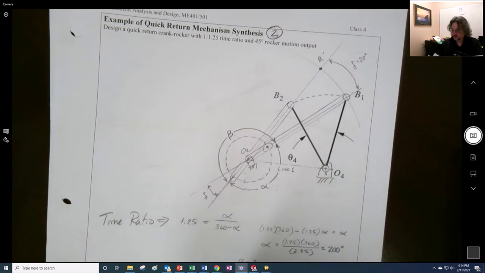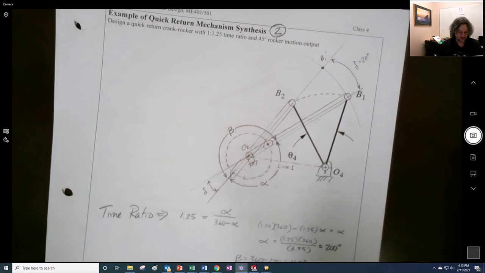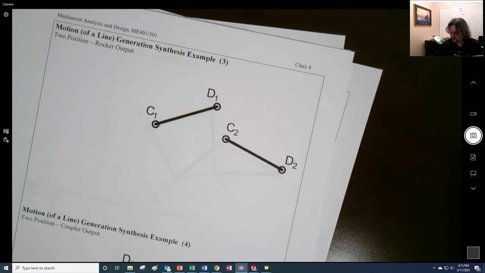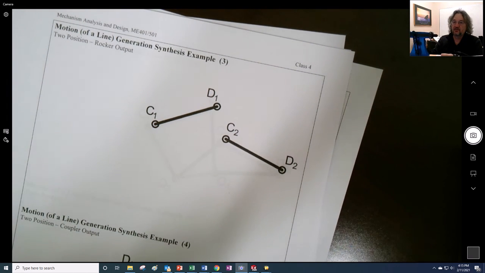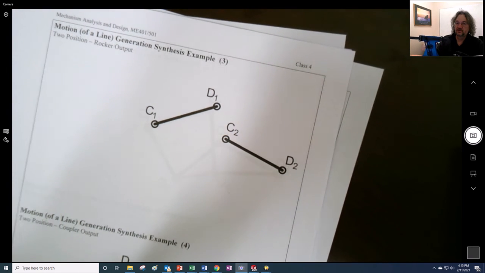All right, so I already have the SolidWorks version of this done. It didn't show the quick return mechanism here. This is close to being a Whitworth type of thing right here.